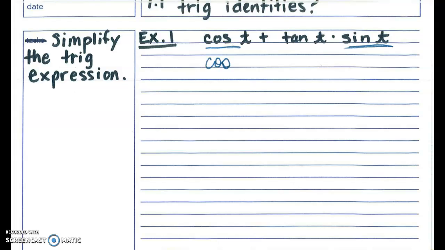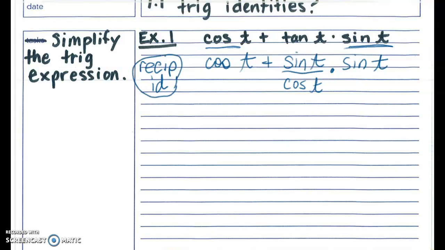So here we go. We're going to keep the cosine of t plus tangent we're going to change to sine of t over cosine t, still times the sine of t. And I should have written that over farther. I guess I'll write it over here. I'm going to write for today why we did what step we did. We did this step because we changed tangent to sine over cosine using a reciprocal identity. And that's why I wrote that right there.